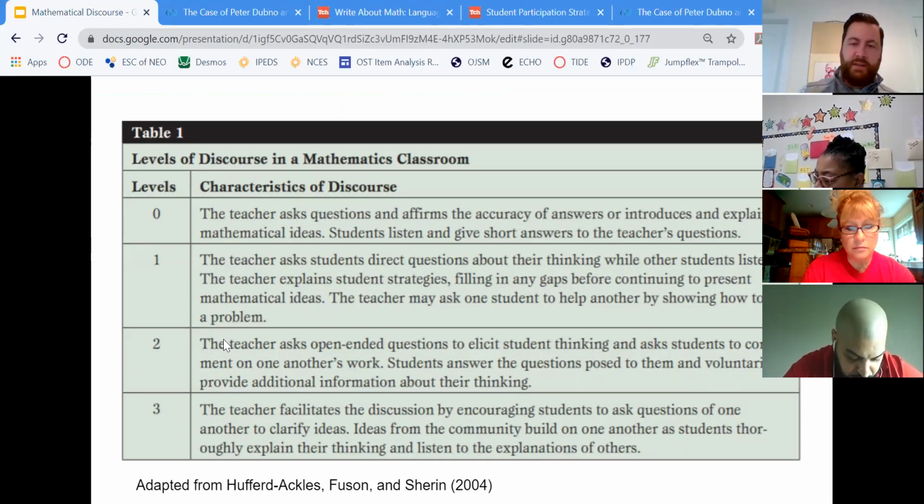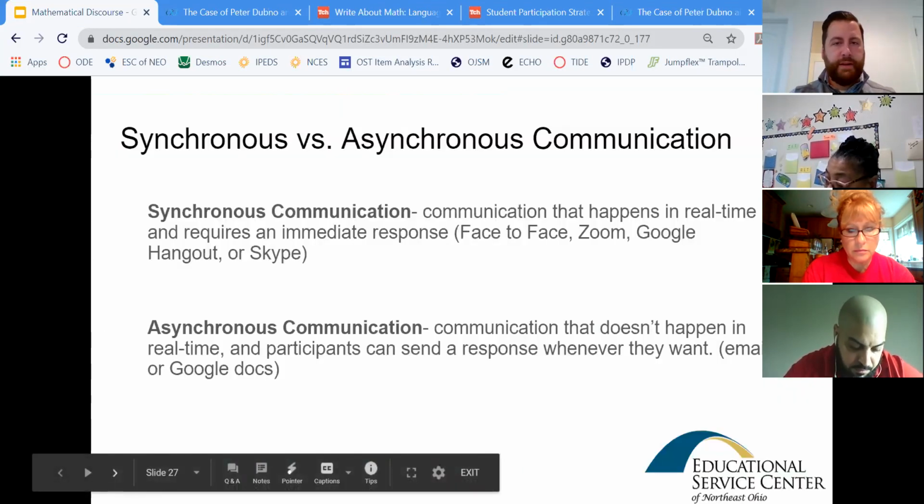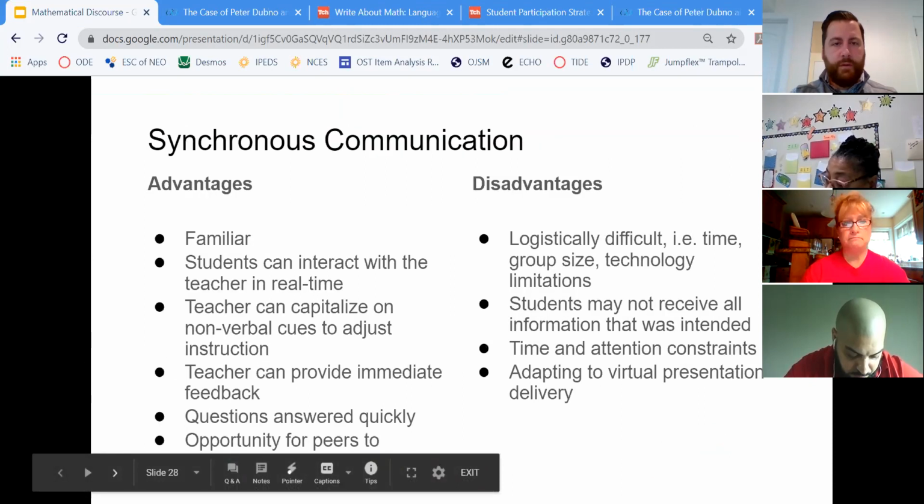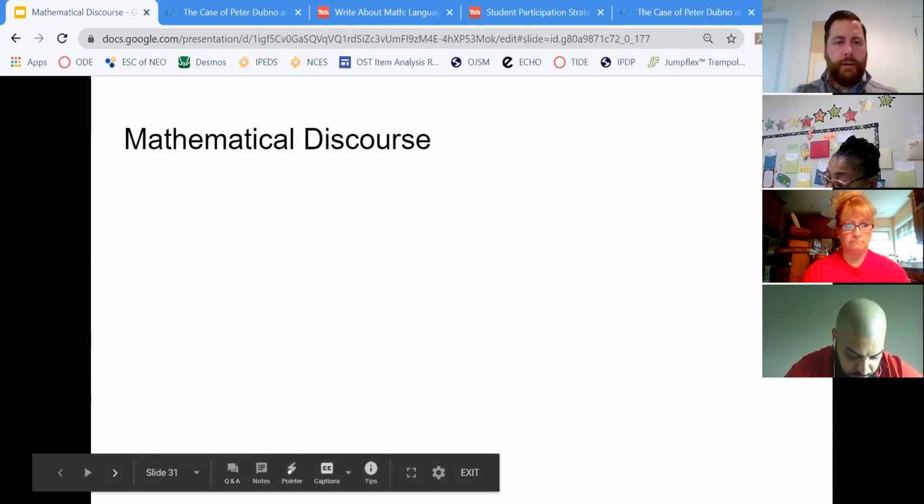So the teacher is asking questions and affirming the accuracy of answers. That's really very low level. Mid-level might be asking open-ended questions to elicit student thinking. This is just a way for you to measure where you think you are, and really just a tool for your reflection. I'm going to skip over a couple slides here because I want to just touch on this quickly.